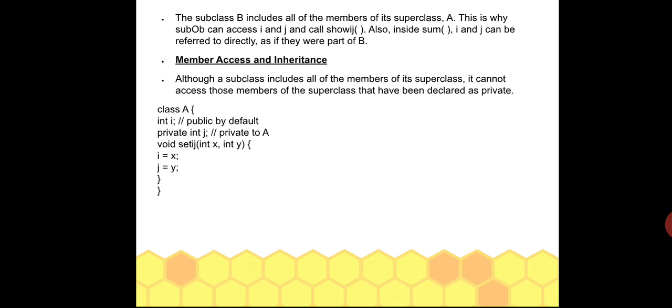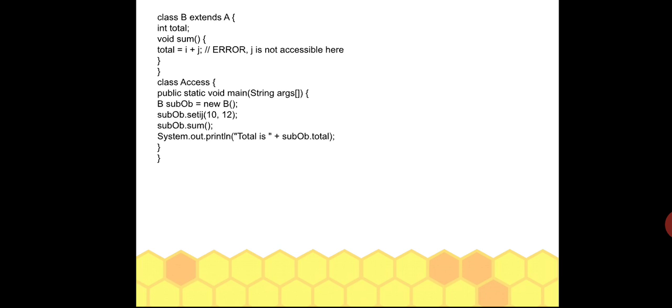Now inside that method you are assigning x value to i and y value to j. It is possible because you are accessing j inside the class itself, not from the outside. So how to extend it? Now class B extends A. That means now you have one more class with the name B, which has the capacity to access the members of class A. Now you have one variable called int total.